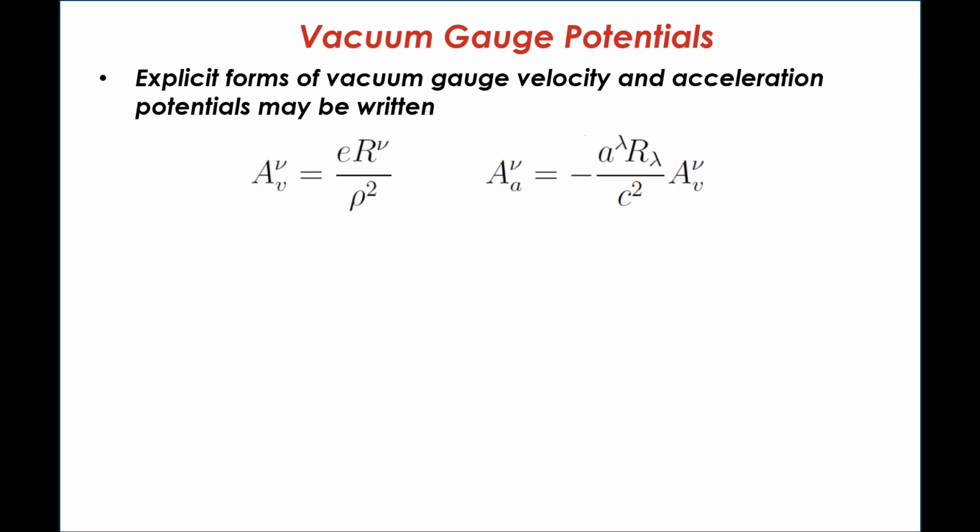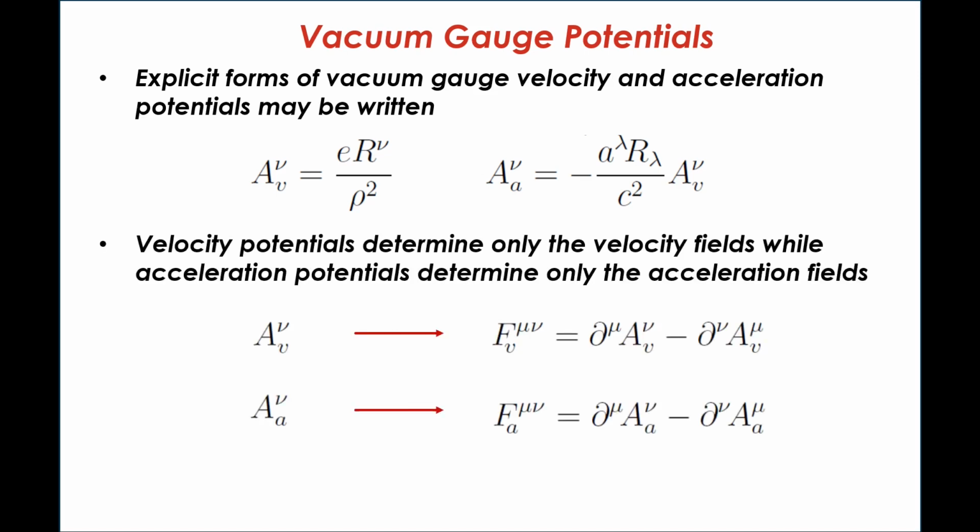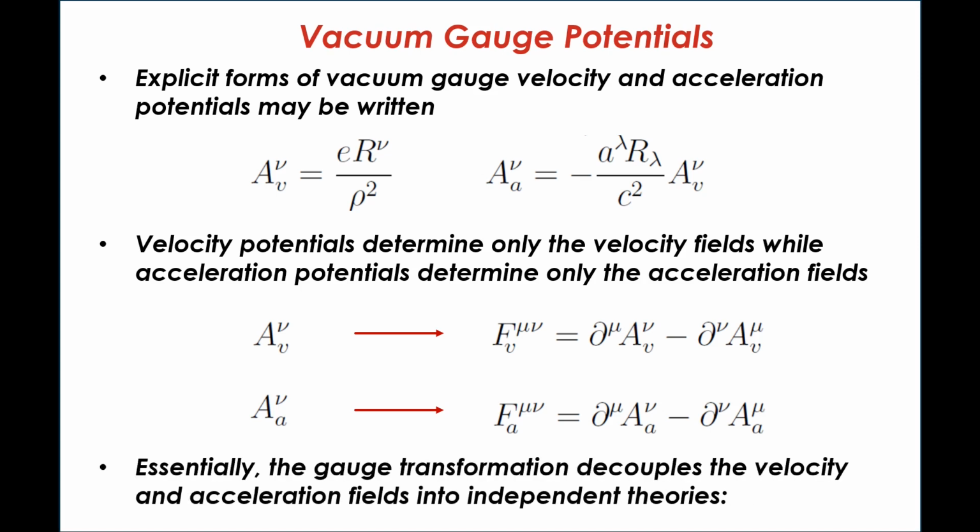Next, we can differentiate both sets of potentials and show that the velocity potentials will only give you the particle velocity fields, while the acceleration potentials will only give you the acceleration fields. In other words, the vacuum gauge allows the velocity and acceleration fields to be addressed as independent theories.